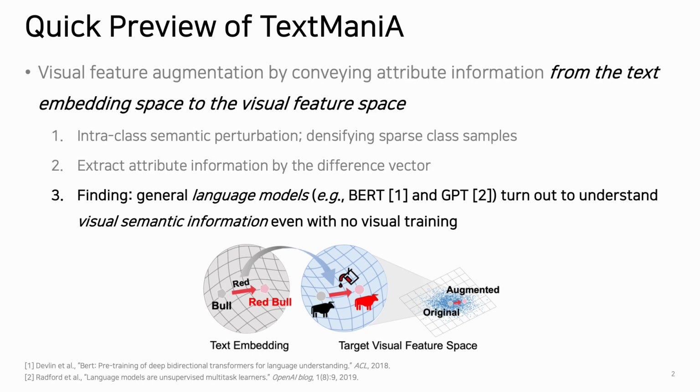Last but not least, we transfer the difference vector from the text embedding space to the visual feature space. It is based on the finding that general language models such as BERT and GPT can understand visual semantic information, at least effective for augmenting visual features, even though they have not been exposed to visual information.